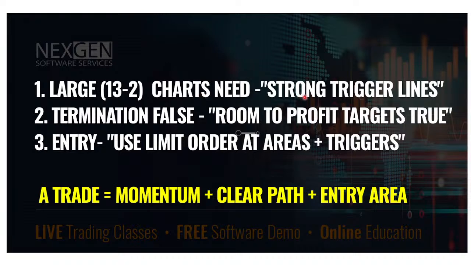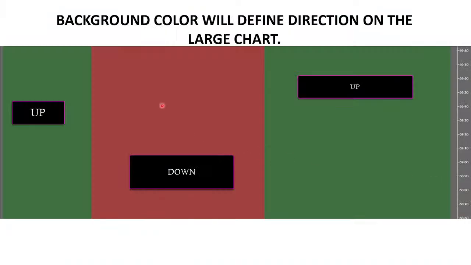And strong triggers comes from the large chart. Large chart leads the way. And the large chart also defines direction. The background color is going to let you know whether you're looking for long trades or short trades. If the background is green, the market is going up. If the background is red, it's going down. The highest chance of success comes from following the direction, trading with the direction.